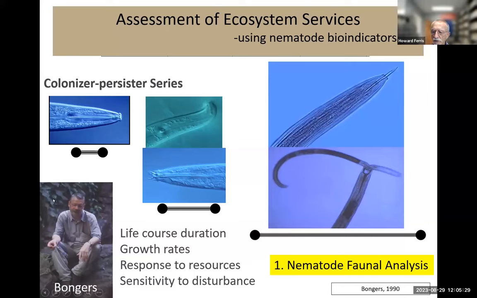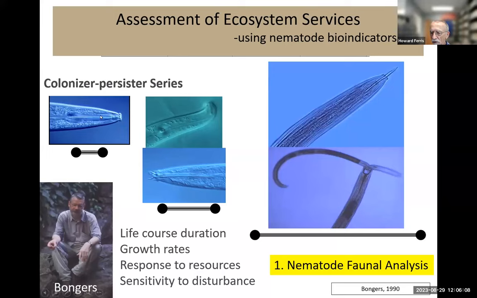About 25 years ago, Tom Bongers in the Netherlands said, well, you can look at all these nematodes with different characteristics and divide them into a series of what he called the colonizer persister series. Essentially what he's saying is that some of these nematodes are opportunists and they increase very rapidly if resources are available. Some of them are survivalists, like those ones with structures on their heads and so on, that are able to survive adverse conditions.